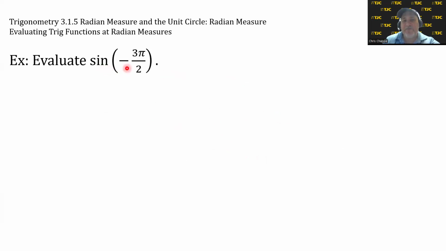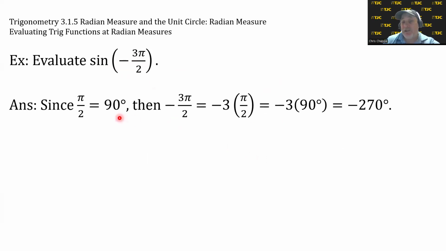Let's try it again with sine of negative 3 pi over 2. Let's think about it for a second. Pi over 2, how many radians is that? And what is negative 3 times that? And how do I do sine at that angle? Well, pi over 2 is 90 degrees. So negative 3 pi over 2 is negative 3 times pi over 2, which of course is negative 3 times 90 degrees, which is negative 270.